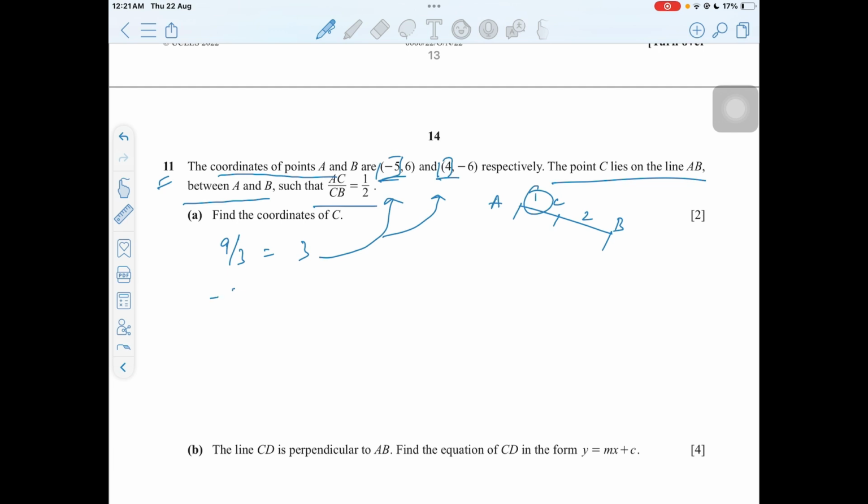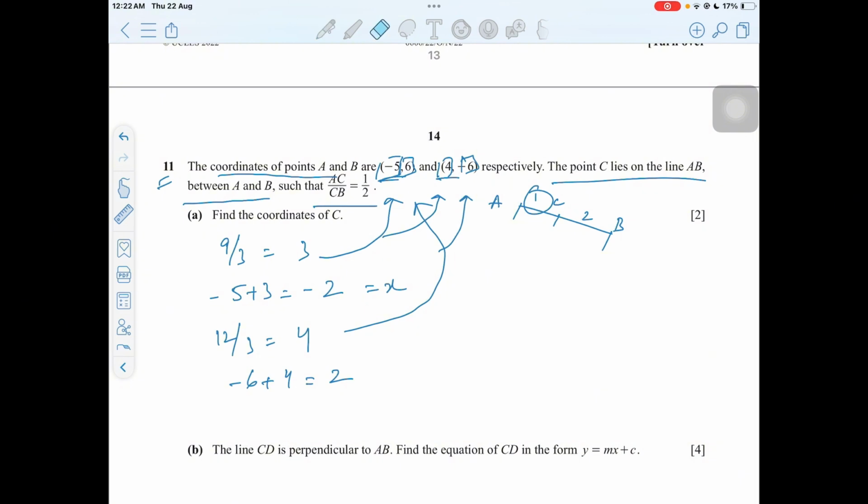So this would be -5 plus 3 as our x coordinate of C, and we'll do the same thing in the y. We have 12. This will be divided by 3. We get it as 4. This 4 will be either subtracted or added over here. So this would be -6 plus 4 equals to -2, right?